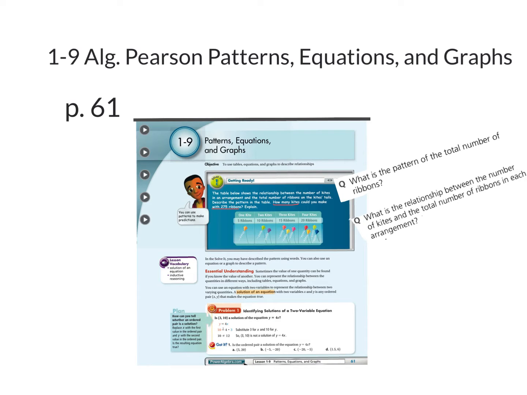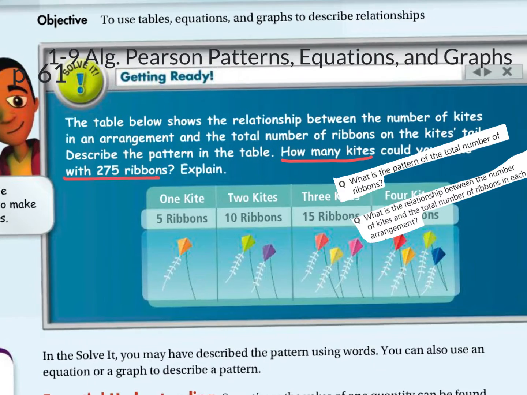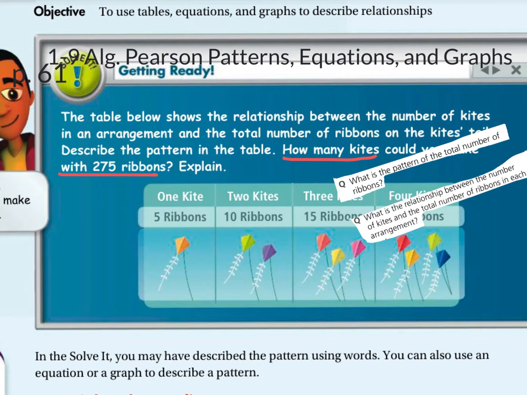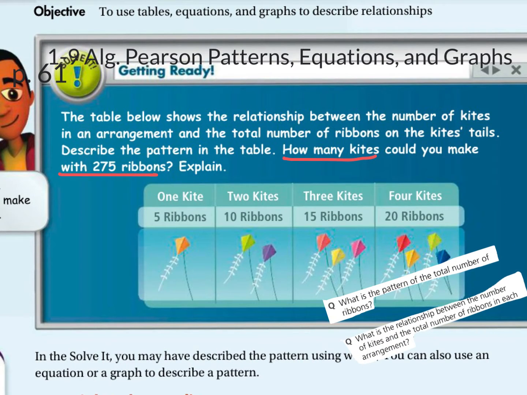Lesson 1.9 is on patterns, equations, and graphs. If you look at page 61, the top of the page, they have a table that shows a relationship between the number of kites in an arrangement and the total number of ribbons on the kite's tails. Describe the pattern in the table and how many kites could you make with 275 ribbons.